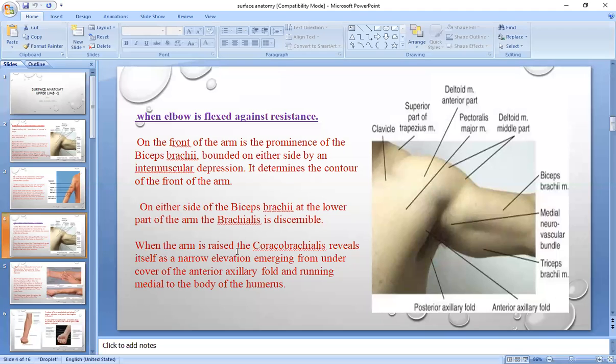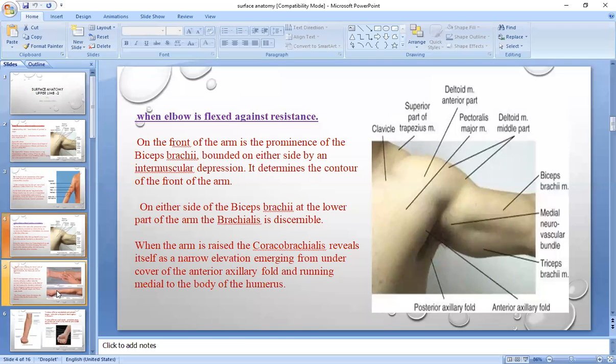Then when the arm is raised, the coracobrachialis reveals itself as a narrow elevation. It emerges from the anterior axillary fold, then runs medial to the body of the humerus, like this. But here the coracobrachialis is not that prominent because this is flexion of the elbow against resistance. If you just raise your arm, then the coracobrachialis can be easily identified.